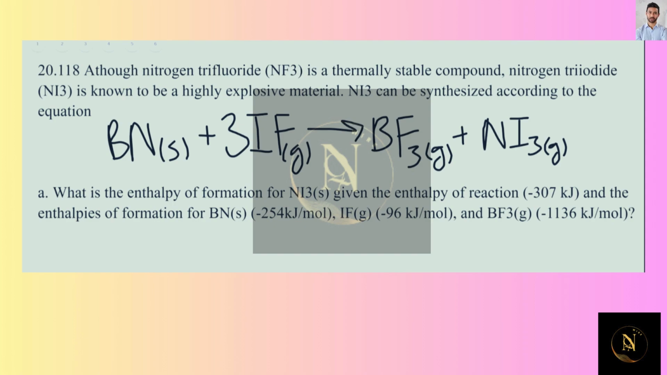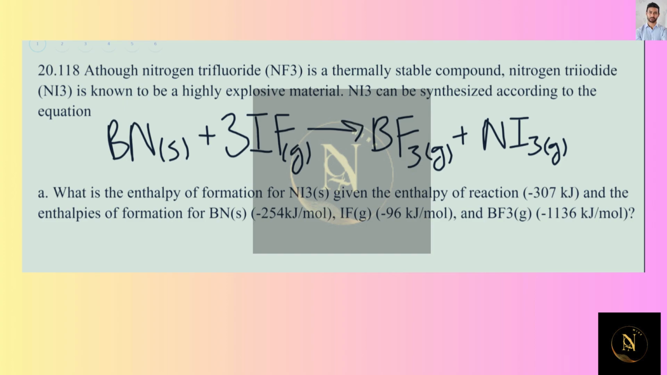So in this video, we're going to talk about question 118 from chapter 20, which says, although nitrogen trifluoride, NF3, is a thermally stable compound, nitrogen triiodide, NI3, is known to be a highly explosive material. NI3 can be synthesized according to the equation BN plus 3IF yields BF3 plus NI3. In part A, we're asked, what is the enthalpy of formation for solid NI3 given the enthalpy of reaction and the enthalpies of formation for BN, IF, and BF3?